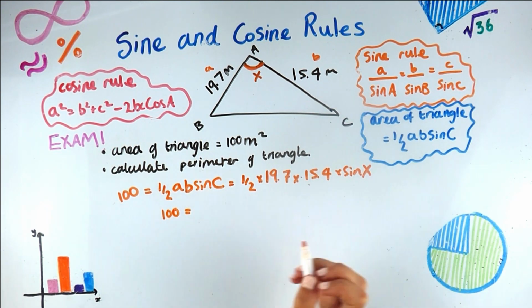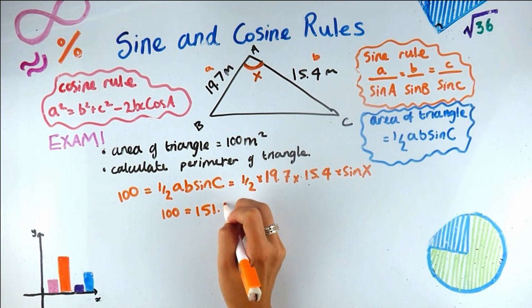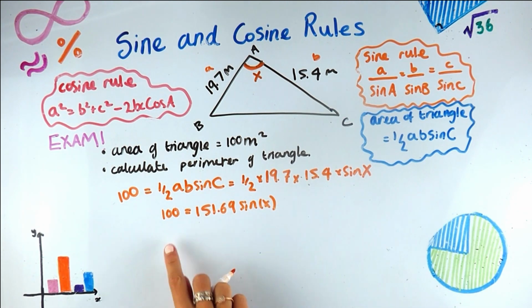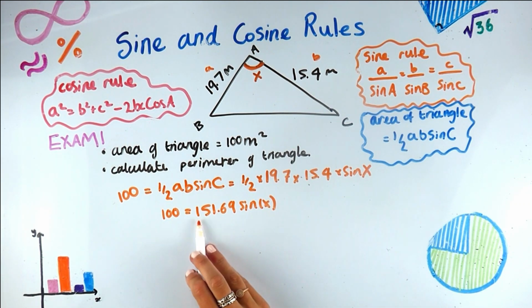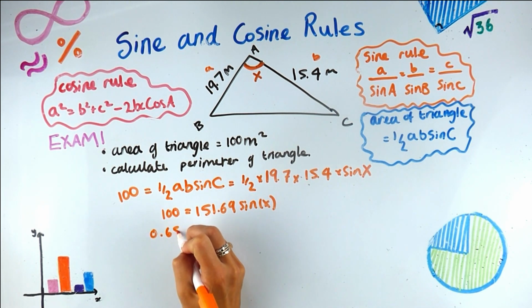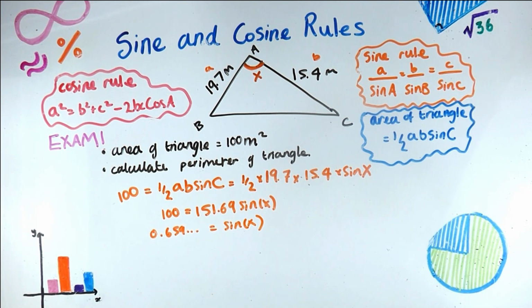So we have 100 equals, and then half times 19.7 times 15.4 is 151.69 sine x. If I take this over, I've got 100 divided by 151.69, which is 0.659, etc., equals sine x. Now leave that answer on your calculator if you're not going to do it in one step, because if you round it too early, it might affect your answer at the end, so that's always a good tip.